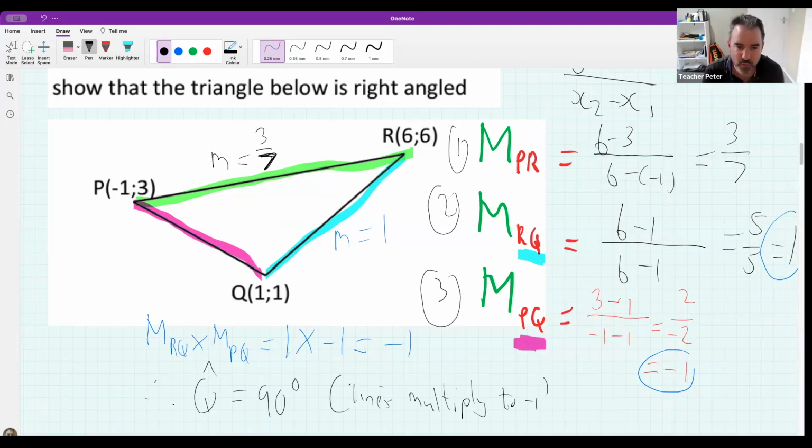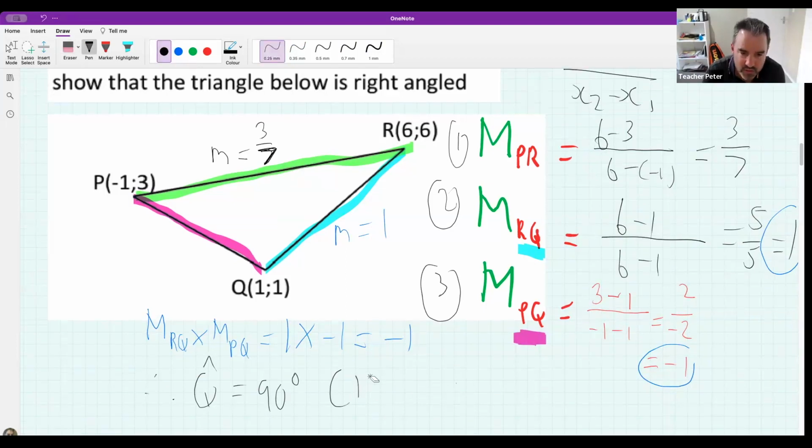Or I suppose, actually, the correct thing to do would be to say, look, M_RQ times M_PQ is minus 1. So if you multiply two gradients together and you get -1, you know that those two lines are perpendicular. The quickest way to show something is 90 degrees is just to calculate the two gradients and show that when you multiply them together, you get -1, or to show that they're negative reciprocals.